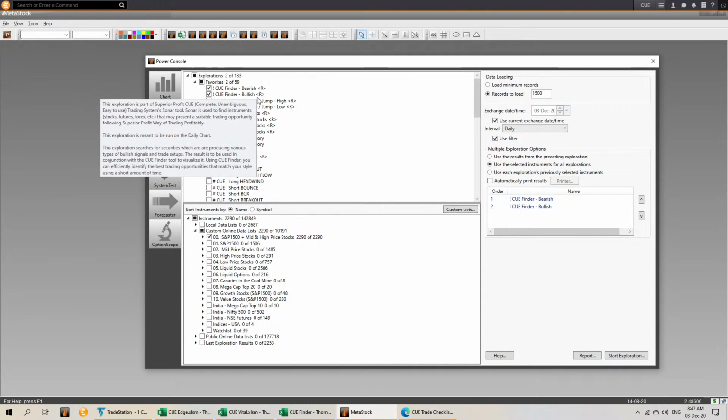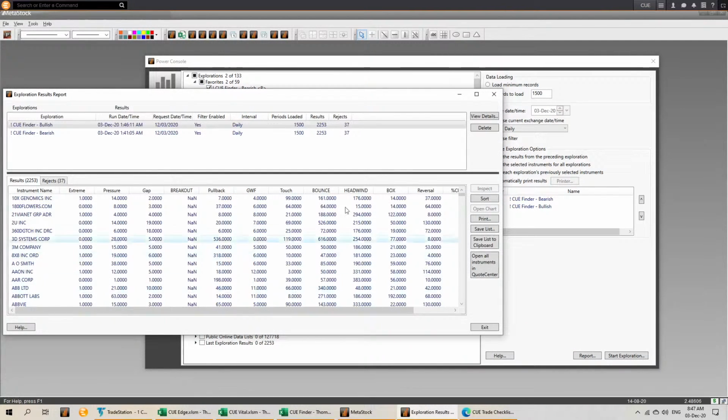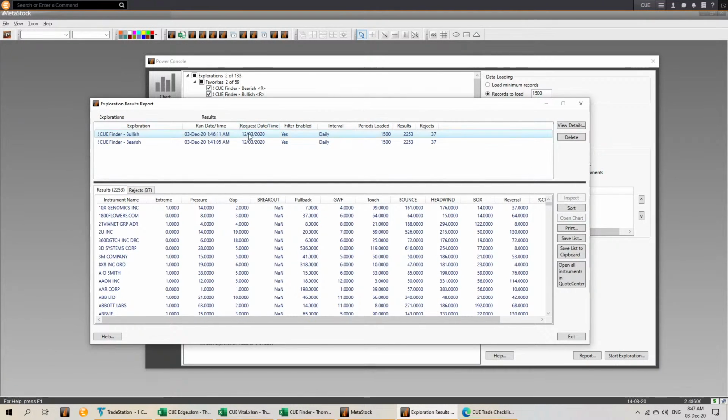After you complete the run of the scans, it will show you the reports. And now I have already run the scans. I may go to this report button and view report for selected explorations, and I have selected only the two Q Finder explorations. So if I open them, they will show me the result of the latest runs of QFinder bullish and bearish. And this exact report will also be shown as soon as you complete the runs.